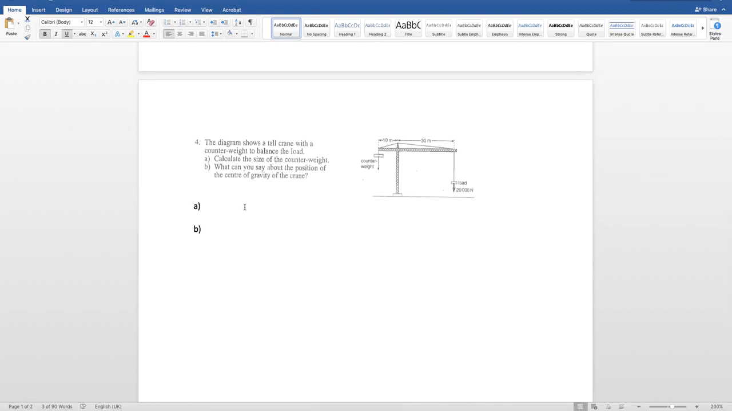Question 4. We have a tall crane. Calculate the size of the counterweight. Well, we have 20,000 times 30. And that's going to equal the counterweight, call it W, times 10. So 20,000 times 30, well, that's 600,000, divided by 10 is 60,000.